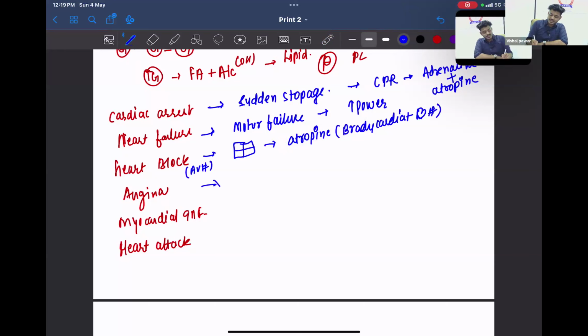Angina means it's a temporary blockage in the coronary artery, and this is going to decrease the supply to the heart.